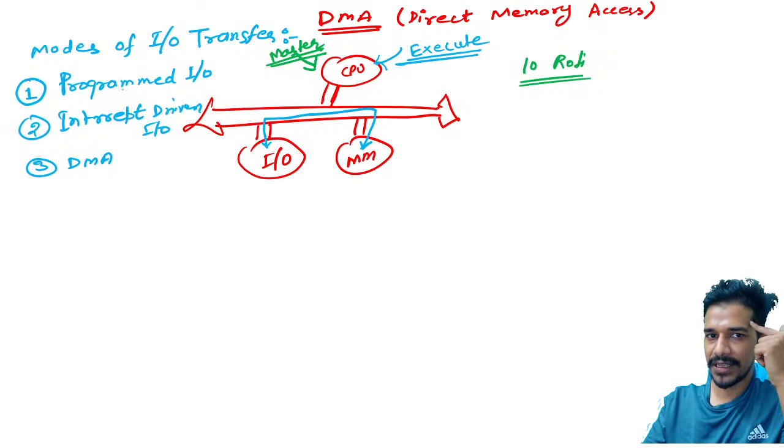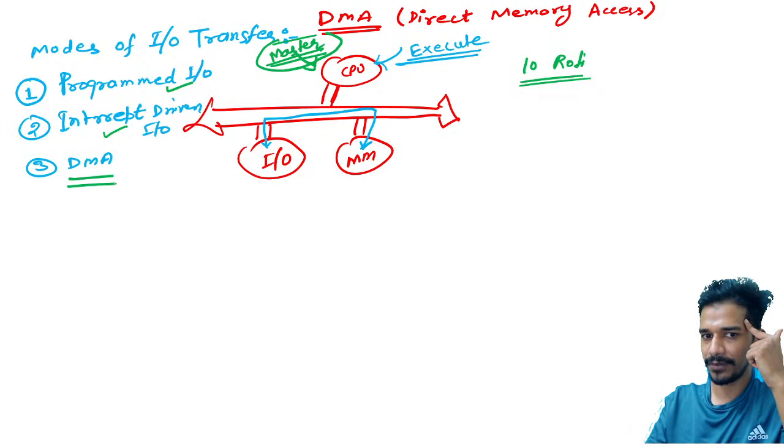So in both of the scenarios, in the program driven IO and interrupt driven IO, Sasuma is involved in making the rotis. But in case of DMA, Sasuma will not be involved in making the rotis. Now Khushbu is the master, right?